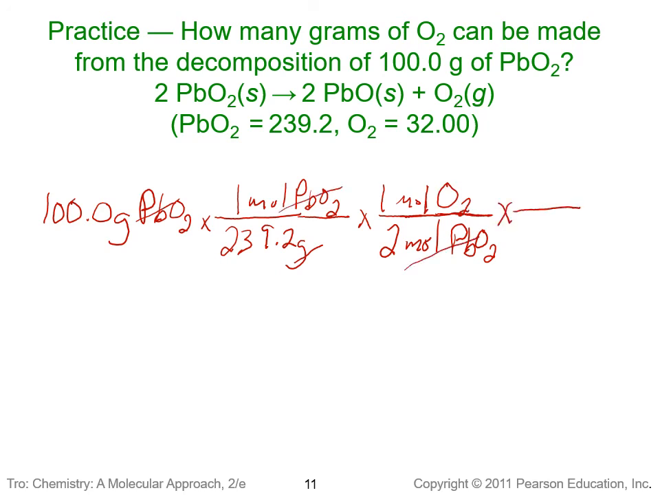Now that we are in moles of oxygen, we need to go back to grams of oxygen. So we're going to use the molar mass of oxygen to get to grams. We want the moles to cancel. So 1 mole goes on the bottom. 32 grams go on top. Multiply across the top. Divide by anything on the bottom. And we see that we get 6.689 grams of oxygen.